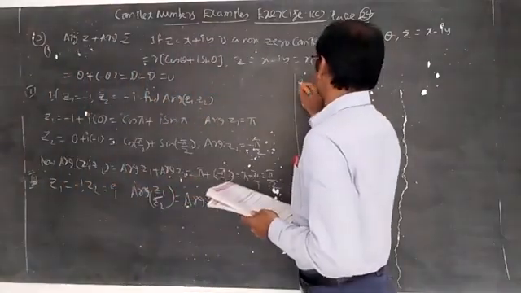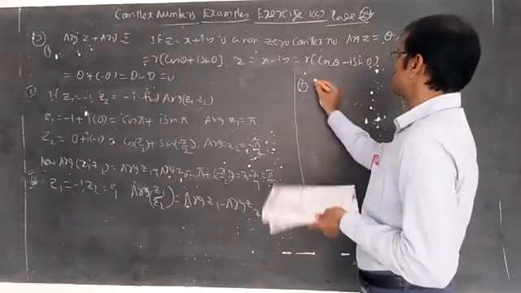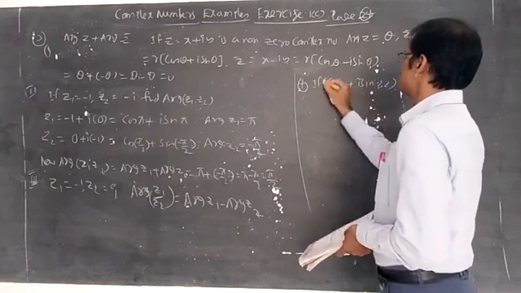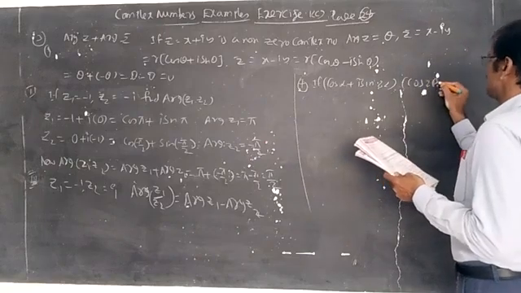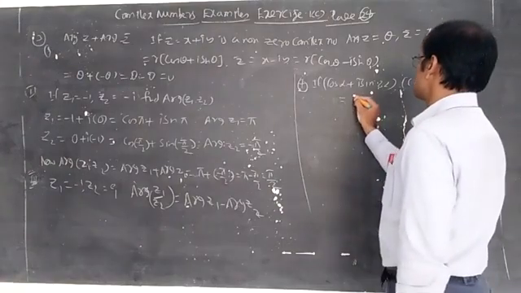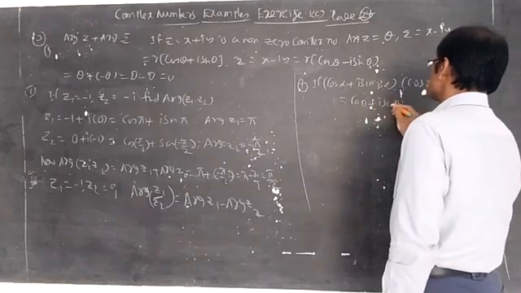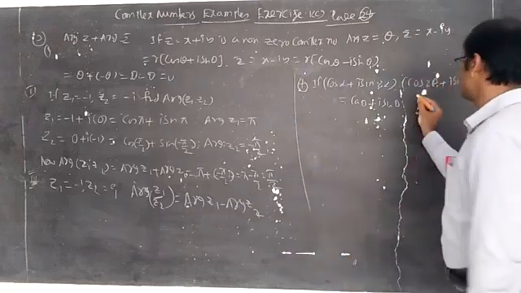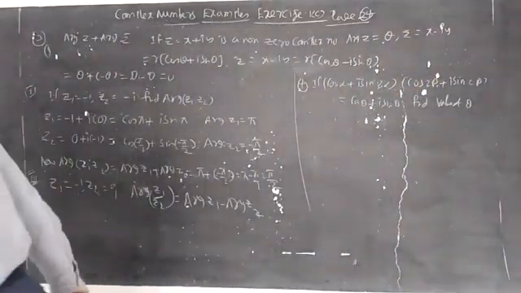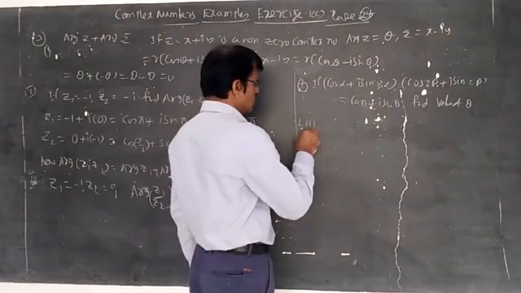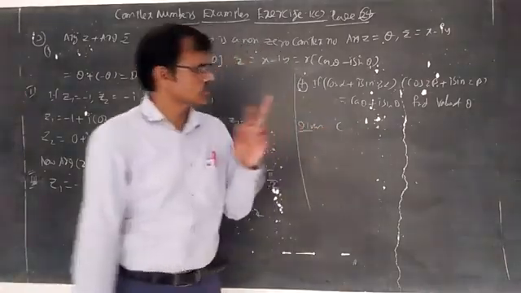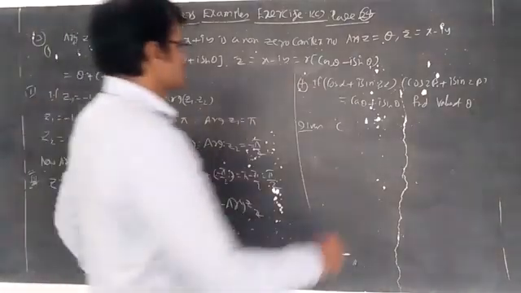Now discuss the fourth question. If cos alpha plus i sin 2 alpha, into cos 2 beta plus i sin 2 beta, is equal to cos theta plus i sin theta. Find the value of theta. I said that cos alpha is not correct. Cos 2 alpha is correct.